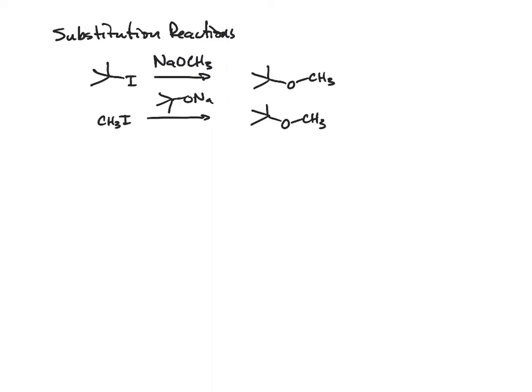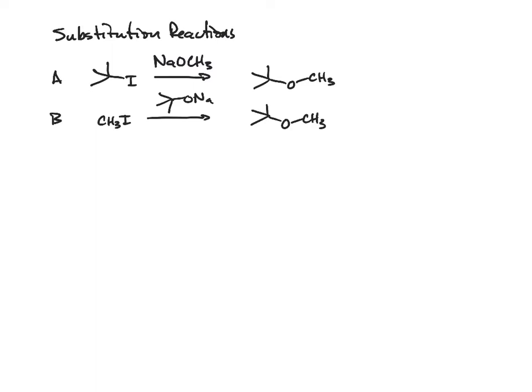Would say that's tert-butyl methyl ether. So you're starting with two different electrophiles and then two different nucleophiles. And the question is basically saying, of these two different methods, which one is going to be the most successful in making that desired compound? So maybe we'll call it method A, method B.